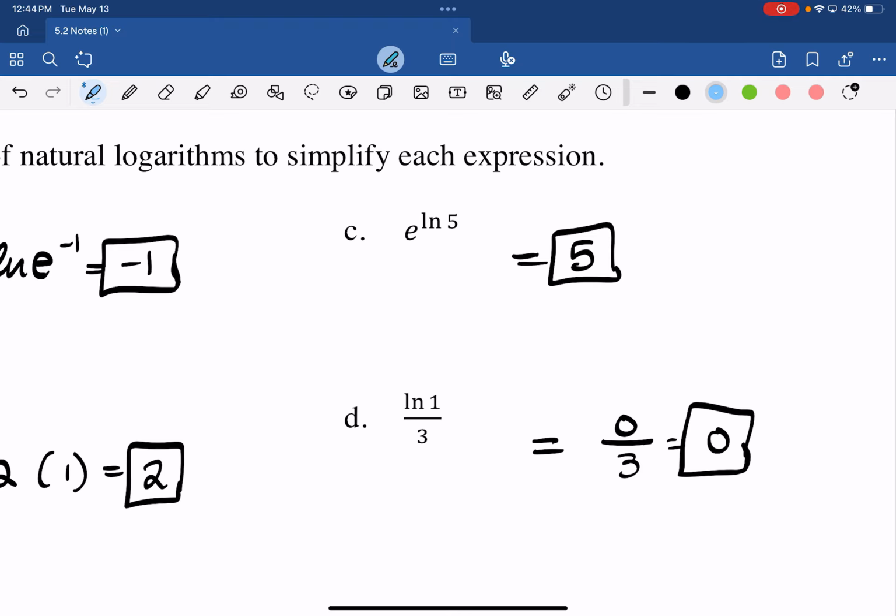The other way you could have done it was you could recognize that you could rewrite this as 1/3 natural log of 1, which would be 1/3 times 0, which gives you 0. Okay, so 2 different ways you could have done this second one. Both would have gotten you to the right answer. All right, any questions on these 4?